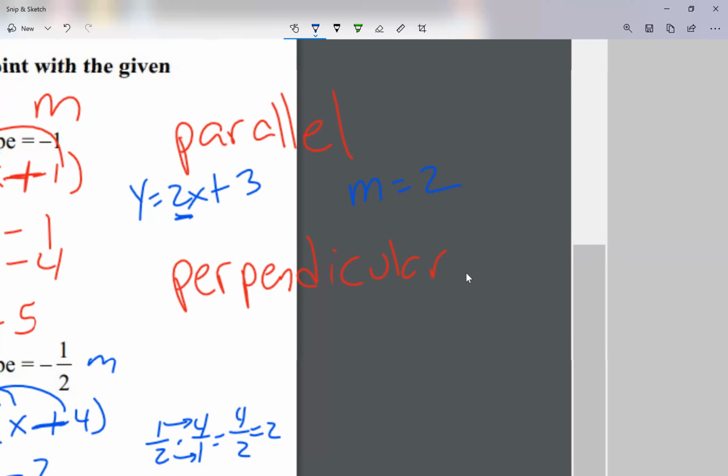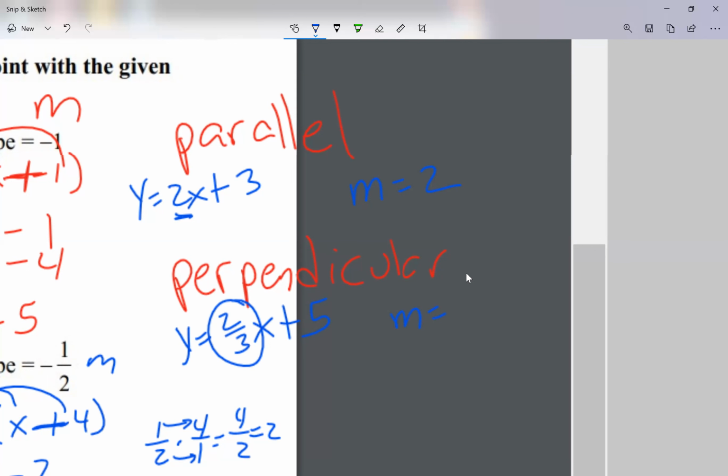Now, when I use the word perpendicular, I want you to use the reciprocal. Okay, so let me show you what I mean. I can give you the equation y is equal to 2/3 x plus 5, right? I can give you guys an equation. The slope that I want you to use, so I look at the slope of this line. The slope that I want you to use is the reciprocal of it. So the slope that I want you to use is 3/2. Don't switch signs. If it's positive, leave it as positive. If it's negative, leave it as a negative. Just use the reciprocal.